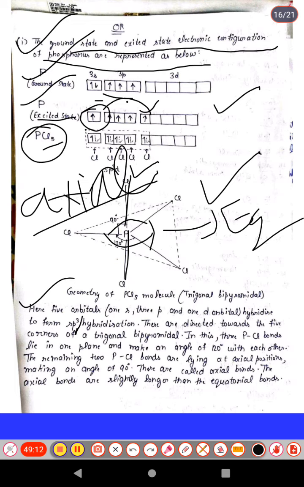They are directed toward the corners of a trigonal bipyramid. The 3 P-Cl bonds lie in one plane and make an angle of 120 degrees with each other, and the remaining P-Cl bonds lie at the axial position making an angle of 90 degrees, and they are called axial bonds. The axial bonds are slightly longer than the equatorial bonds.